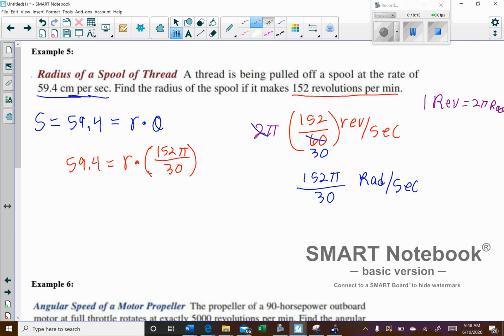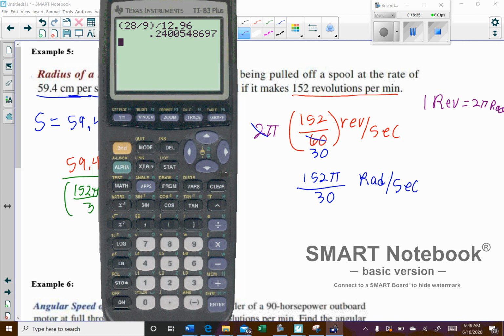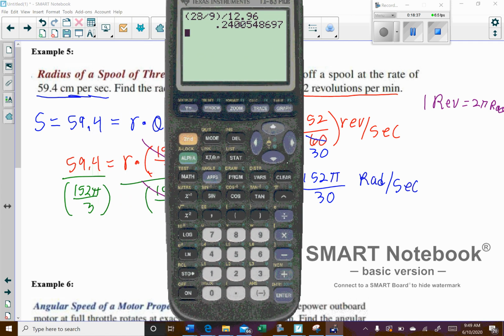So you're going to have to be careful depending on what calculator you're going to use to input this, because it can be a little tricky. So we're going to divide over here by 152 pi over 30. Now, if you're using a graphing calculator similar to this one, it should be fine. You can just put it in the way you see it. You just gotta make sure you put in your parentheses.